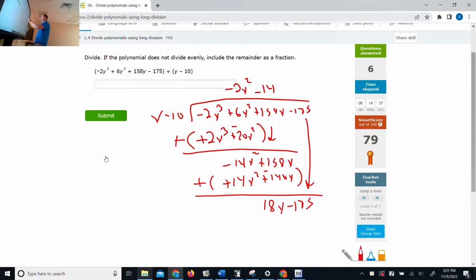Turn a y into an 18y, we multiply by 18. That's going to give us 18y minus 180. So I'm wrapping before I subtract, change my signs, make it addition. I've got a 5 left over, and I am done. That is my remainder. So negative 2y squared minus 14y, forgot that y there, plus 18.